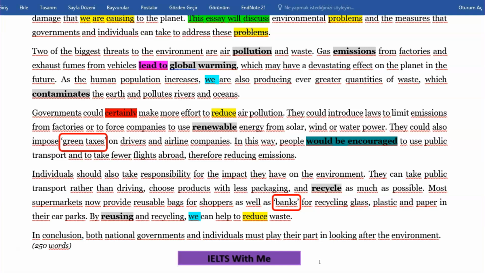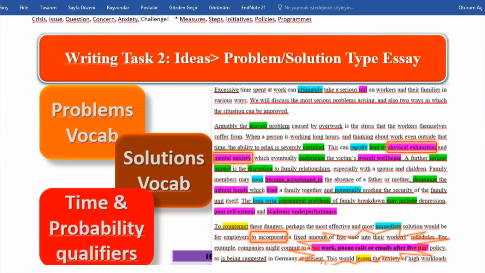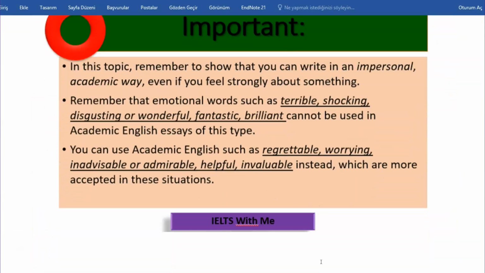Okay. By using these techniques, you will be able to get a band 9 score. Okay. I explained these techniques.